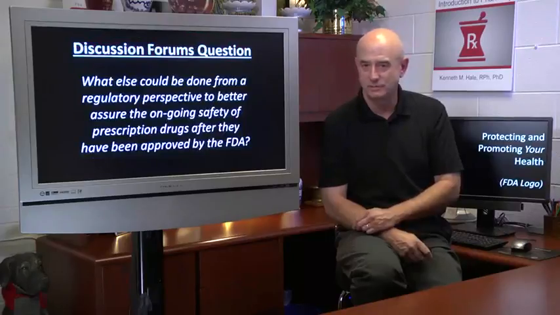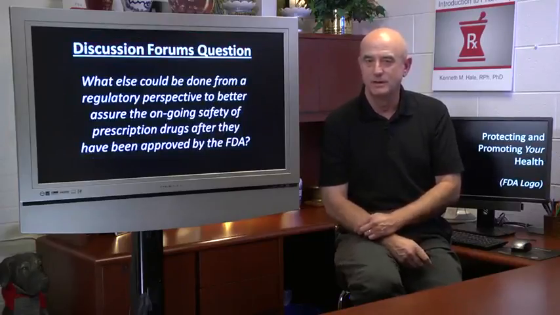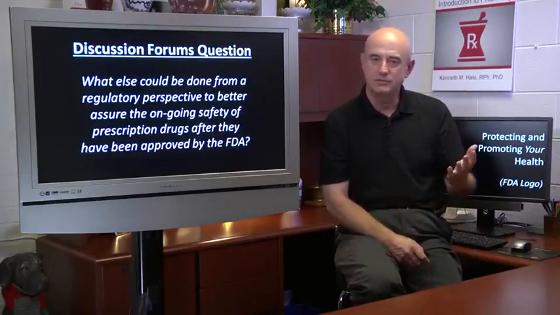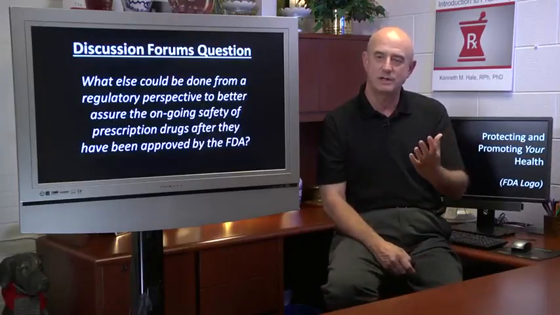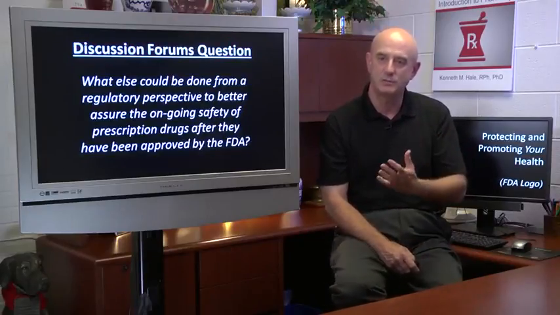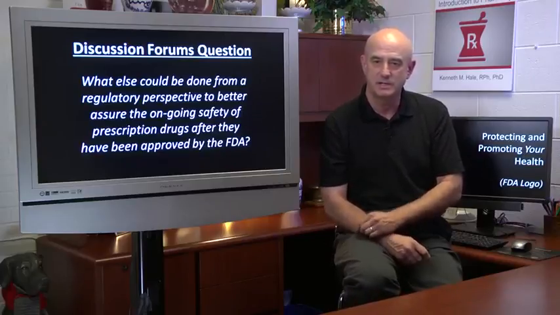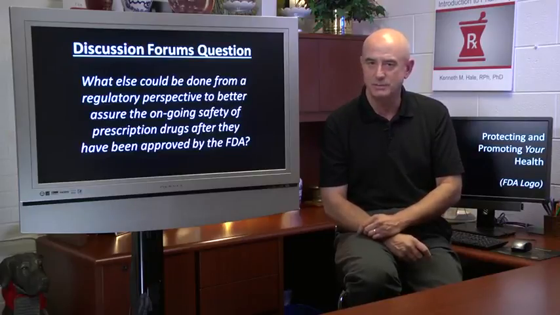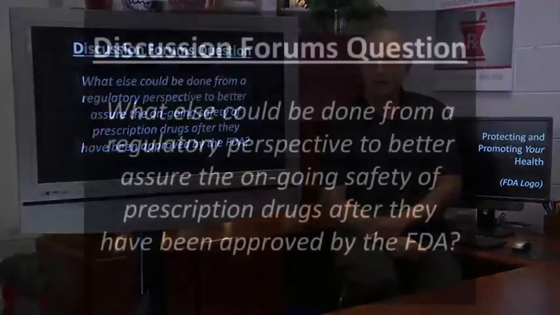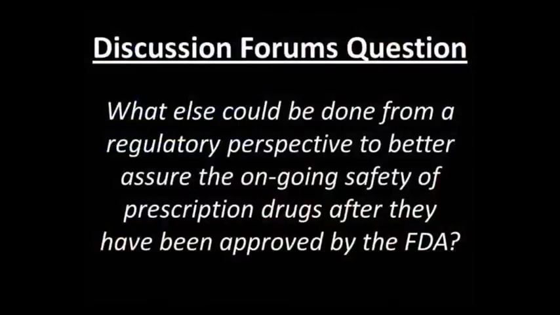This is our discussion forums question for this module. We've defined the approval process from FDA and post-marketing surveillance. We continue to have problems with drugs when they go to market. Some very celebrated cases where patients have died or had serious adverse events from medications once they went to market that maybe weren't expected. What else could be done from a regulatory perspective to better assure the ongoing safety of prescription drugs after they have been approved by the Food and Drug Administration?